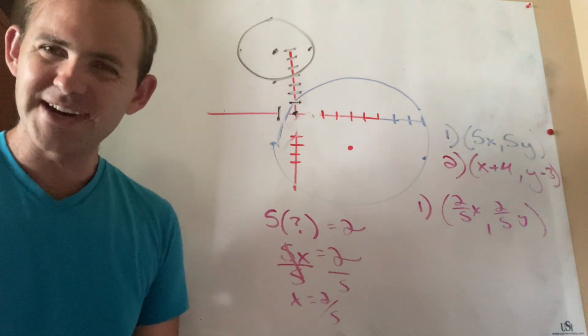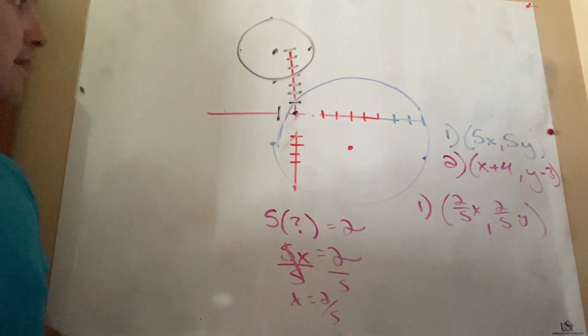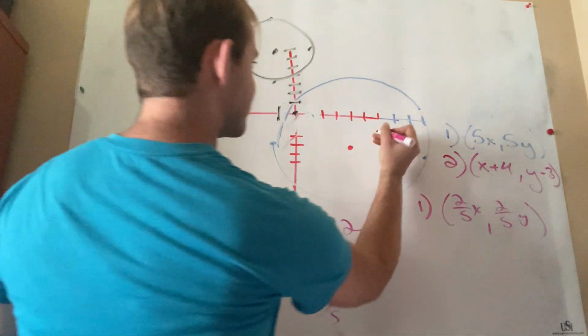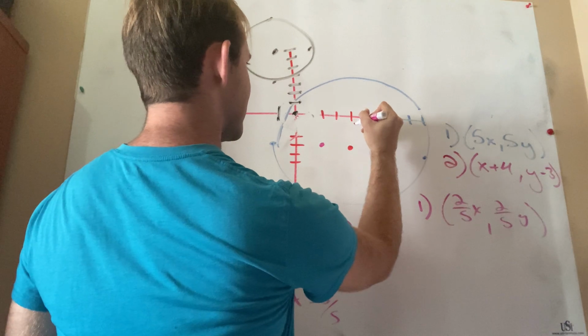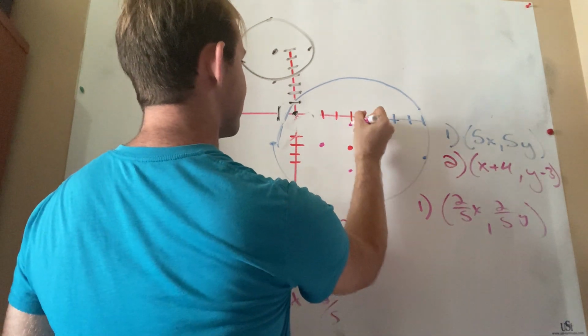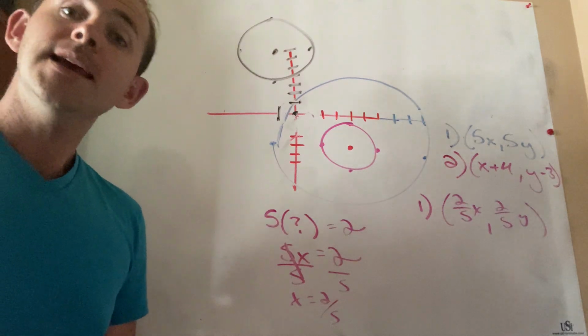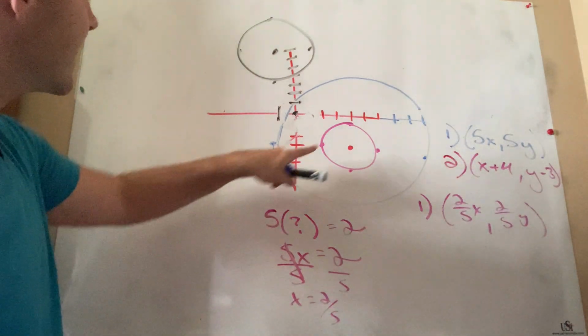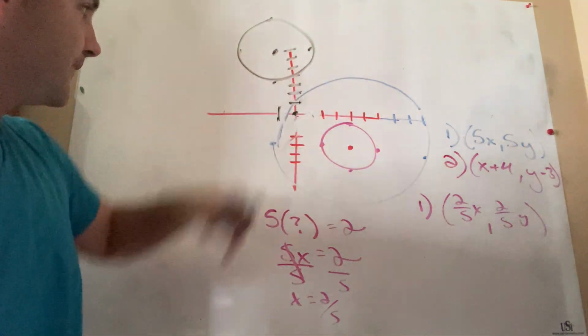I know that's a little weird, all right, but it kind of makes sense. 2/5 is going to make it smaller. So what that's actually going to do, guys, is it's going to create a new circle like this. All right, so it's just shrunk that circle down. Now, all I have to do is take this newly small circle and move it over here.